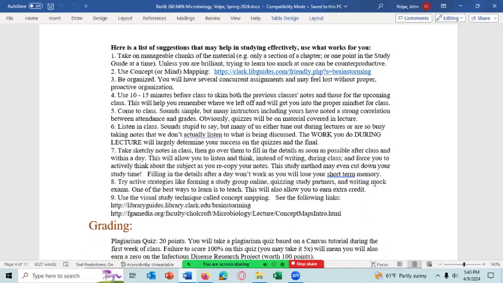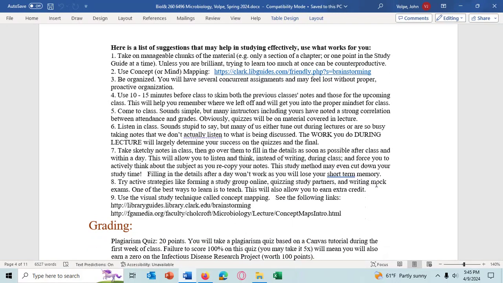If you're studying everything all at once, you're going to be learning too much unless you're brilliant or you have a photographic memory. Use concept mapping. Be organized. You're going to have several concurrent assignments. You may feel lost without proper proactive organization.